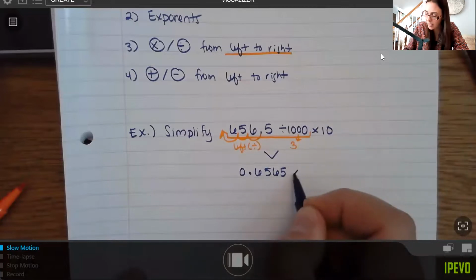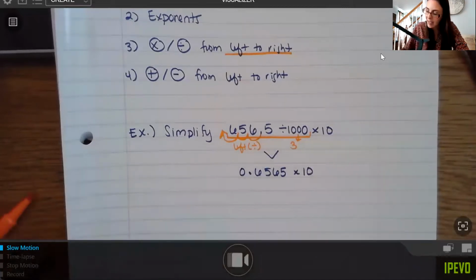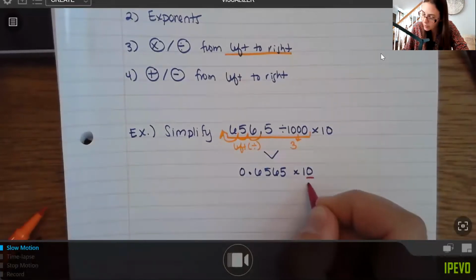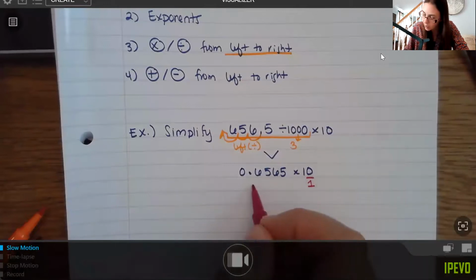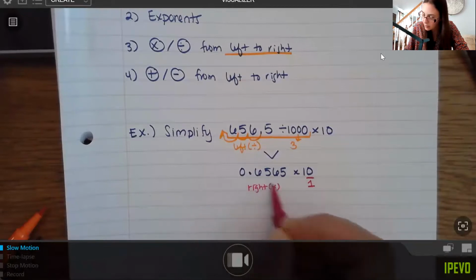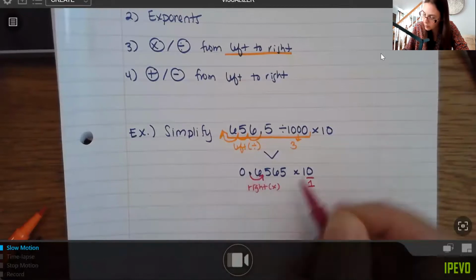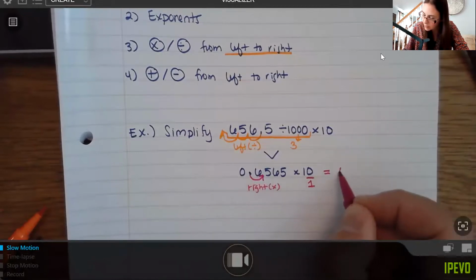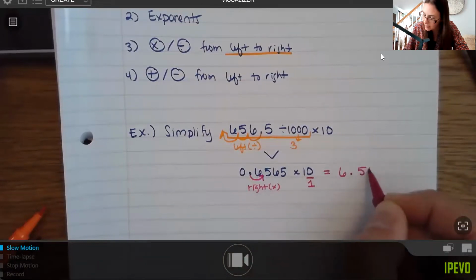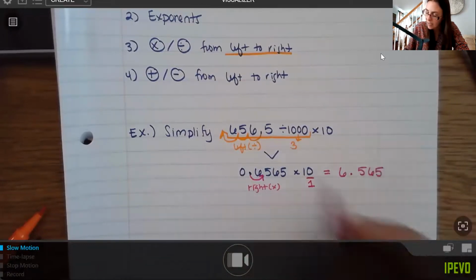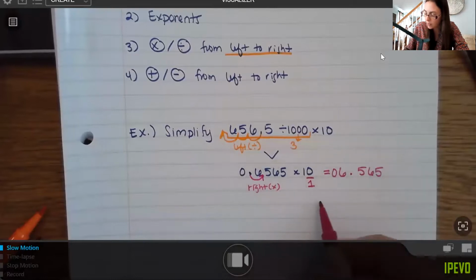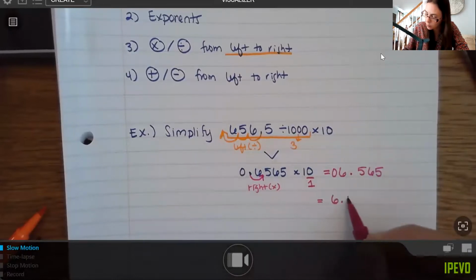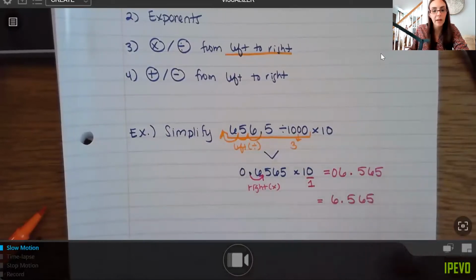Now I bring down the multiplication of 10. And again, I can use a shortcut here. So this is 10, and because we are multiplying, we're going to move to the right. So I take this decimal and move it back to the right 1 spot. So I have 6 and 565 thousandths. Again, that leading 0 I can really drop here. I don't need extra zeros out front of a whole number. So that would be my final answer.